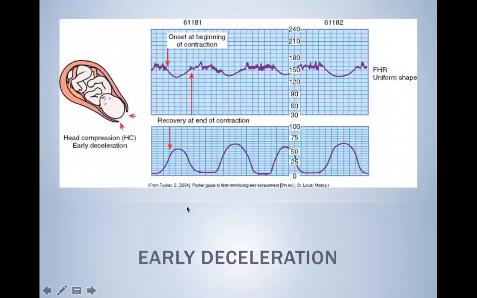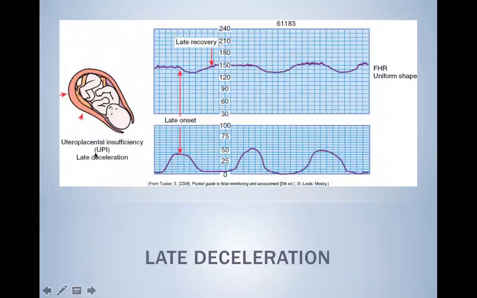Decelerations, when we're looking at early decelerations, you can see that our contractions and our decels line up. And this again is due to the head compression. It's the vagal response of the baby. So the head gets compressed and the blood pressure goes down, so the heart rate goes down, and then it comes back up and recovers before the end of the contraction. You can see the onsets at the beginning of the contraction and the recoveries by the end of the contraction. We have good variability in between.